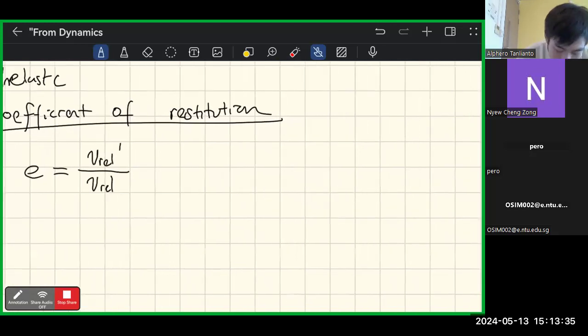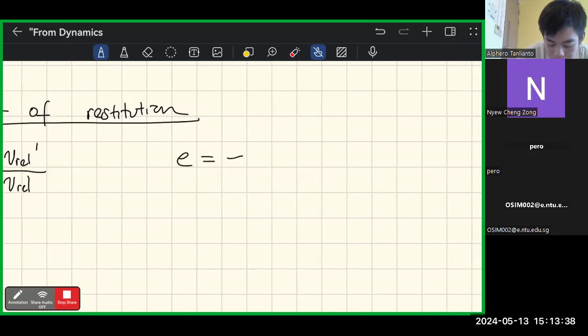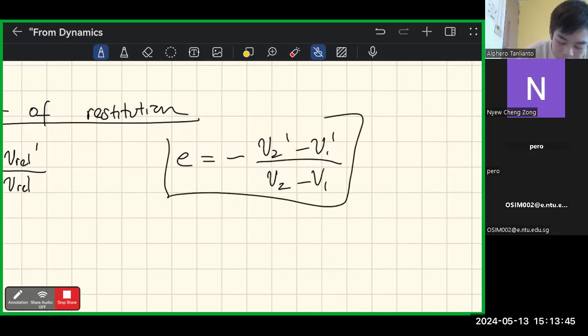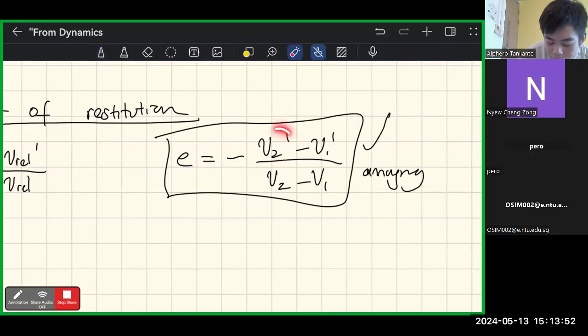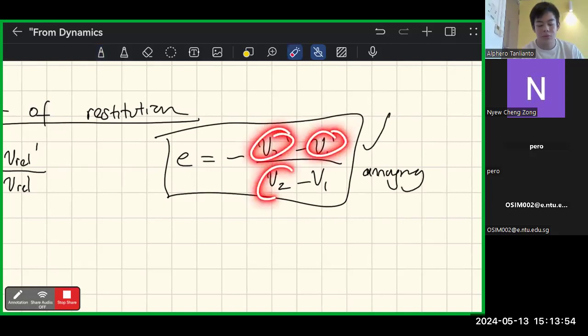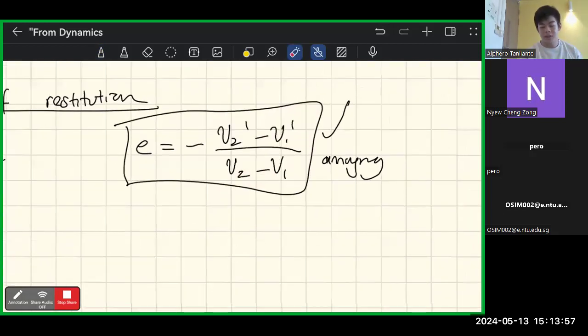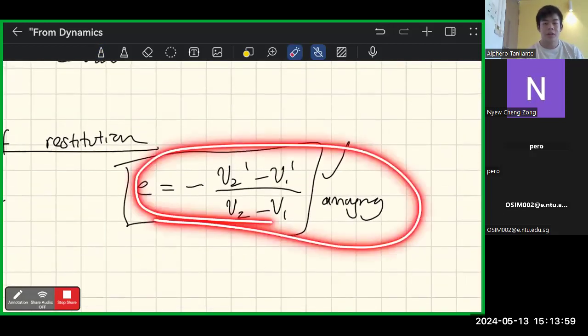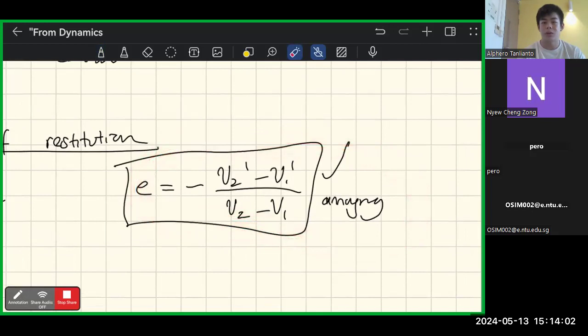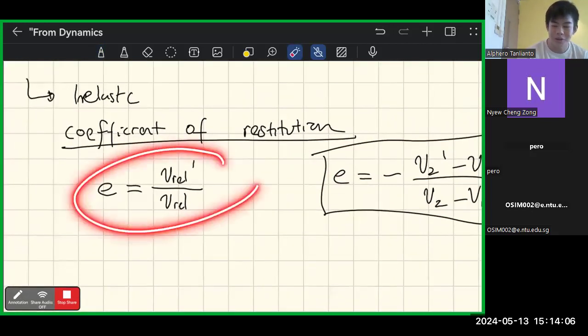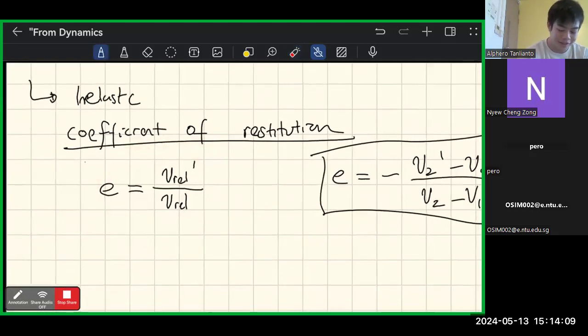If you find this on Google or in any course, it's going to write this kind of equation, which for me is annoying. It's correct, but you don't know where V2, V1 prime, V1 are going. It annoys me because it's very unconceptual, so I want to explain this way of thinking.